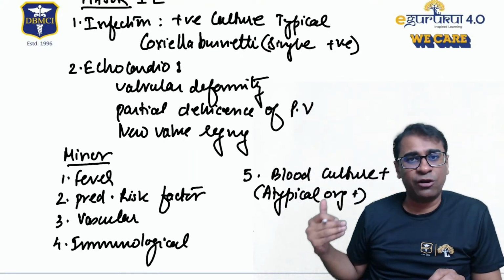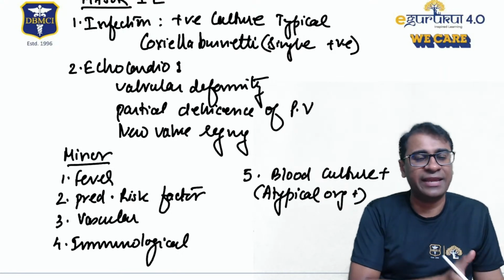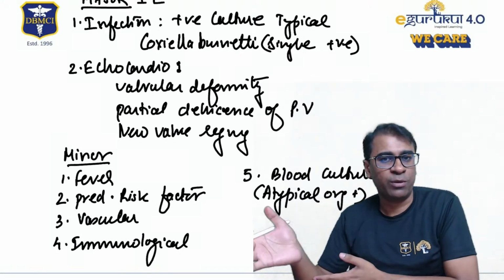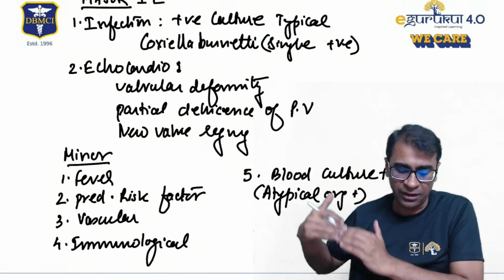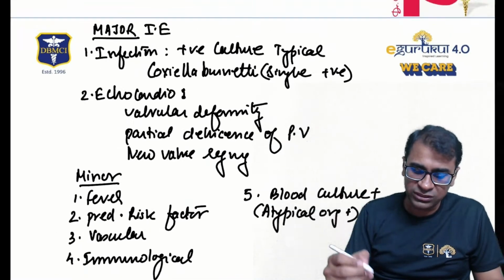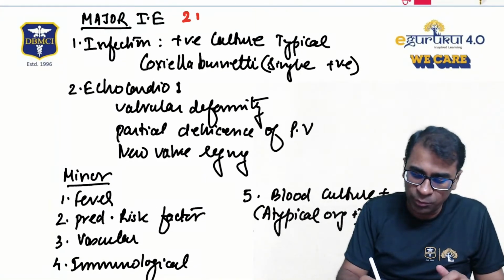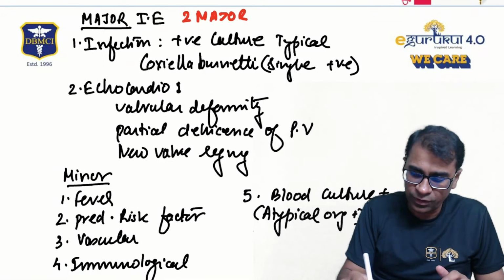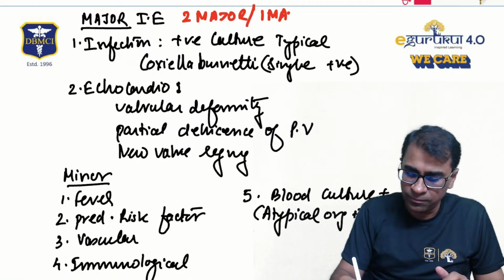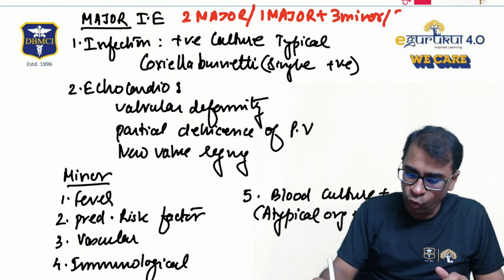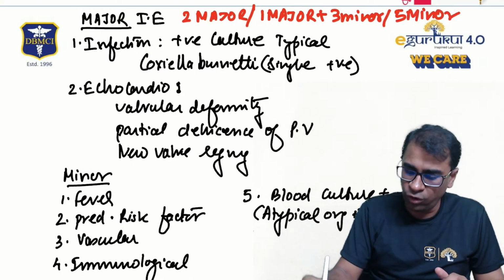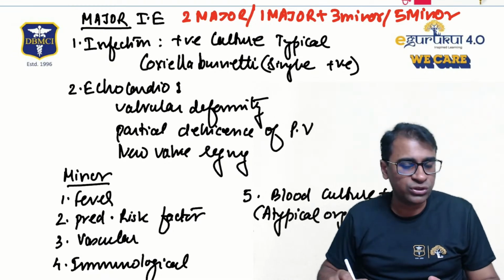That becomes an atypical organism, like it can be Escherichia coli, it can be Klebsiella, it can be Pseudomonas. All of them come under the atypical organisms. So what Duke's talks about, it can be either two major, or it can be one major plus three minor, or it can be five minor. All of these are modified Duke's criteria.